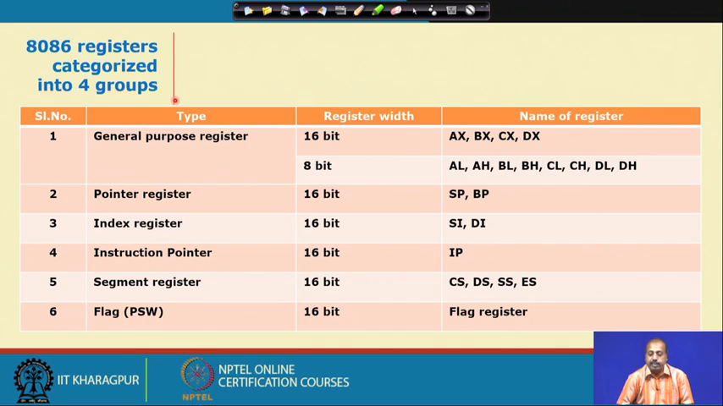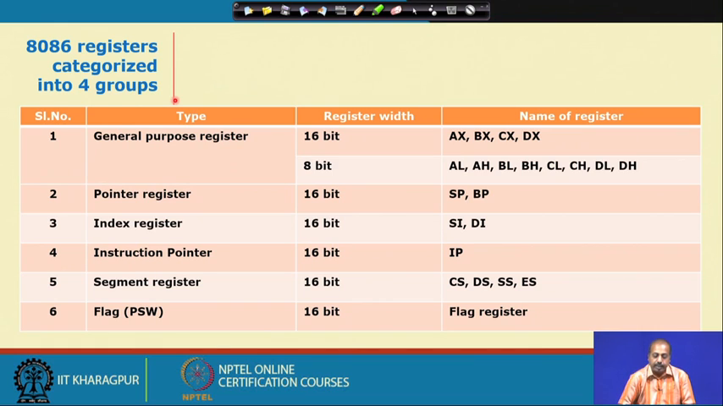So, AX, BX, CX, DX, they are 16 bit registers, and AL AH, BL BH, CL CH, DL DH, they are 8 bit registers. Then there are 2 pointers, 16 bit pointers, SP the stack pointer and BP the base pointer. There are 2 index registers, SI and DI, source index and destination index, they are again 16 bit. Then there is an instruction pointer IP. So, that is the instruction pointer register that we have.